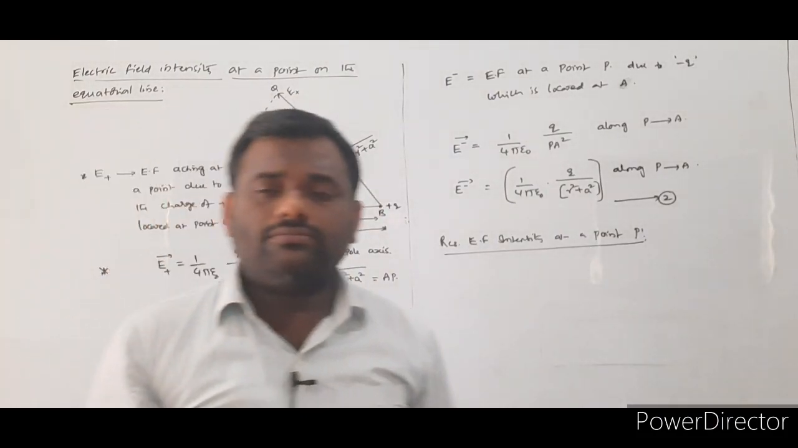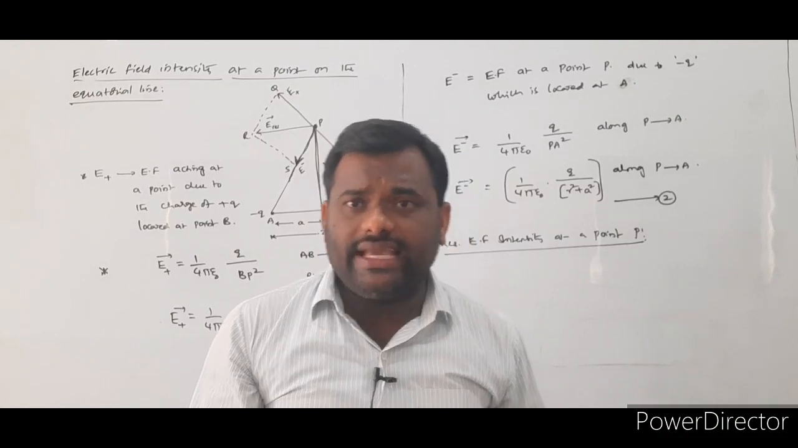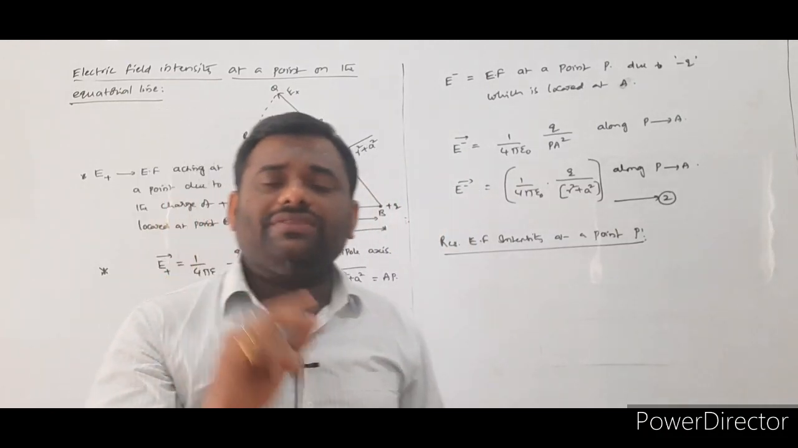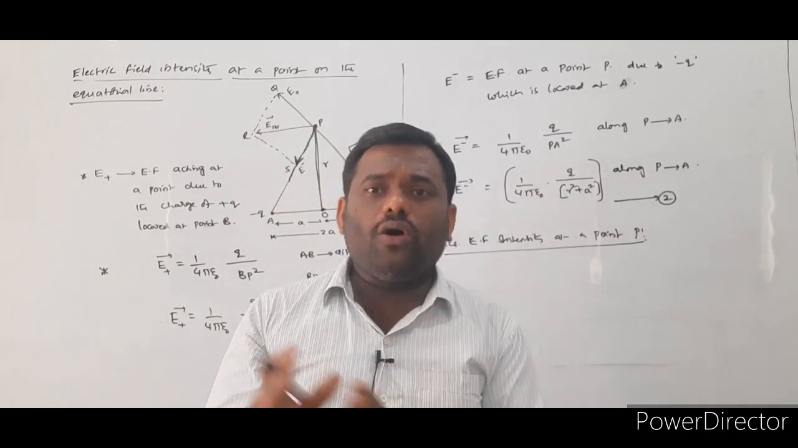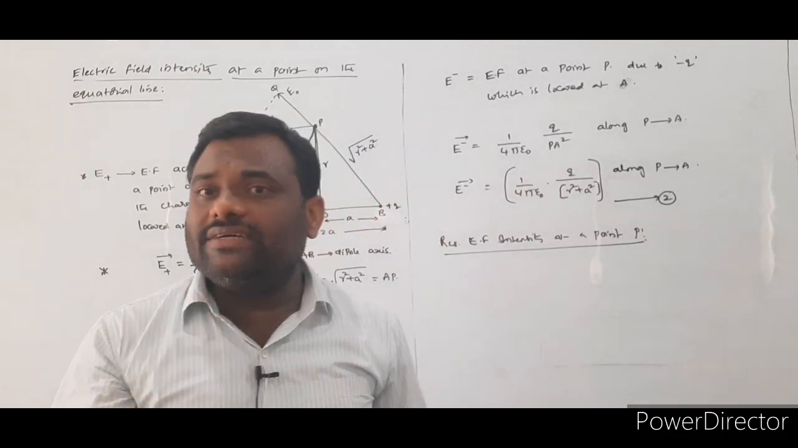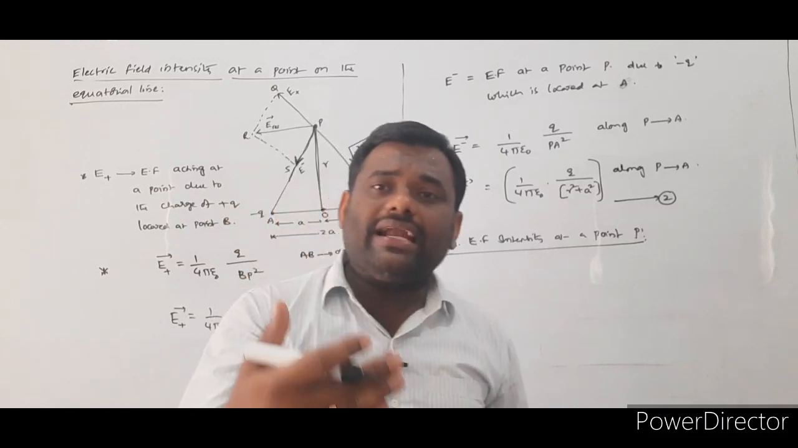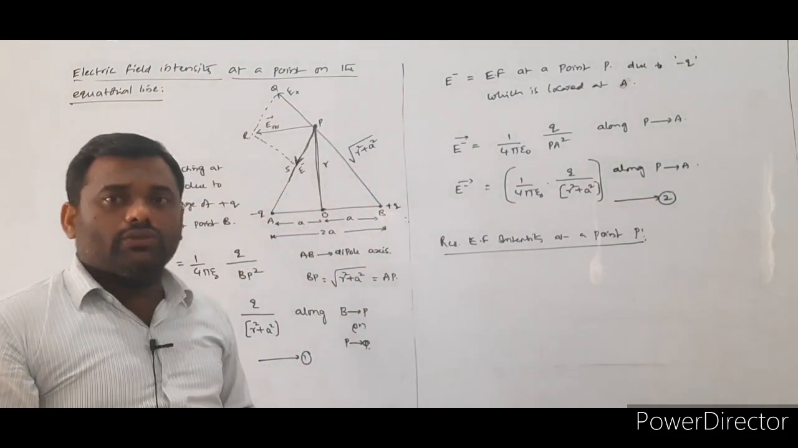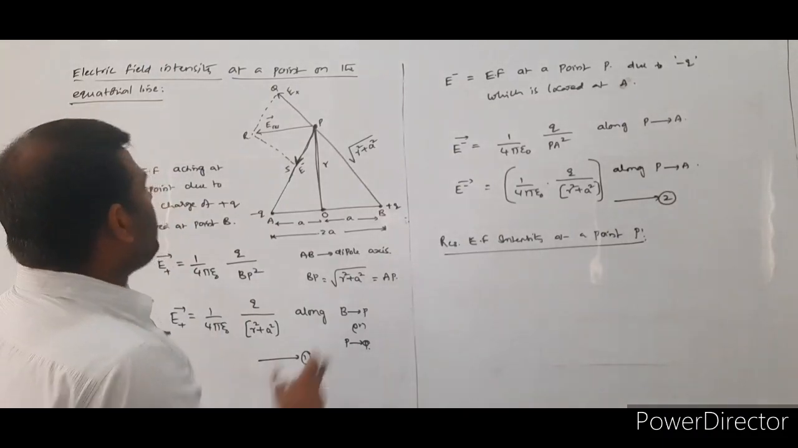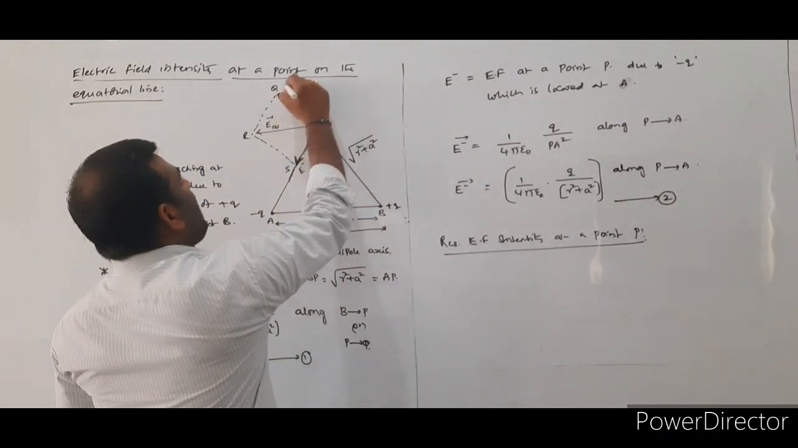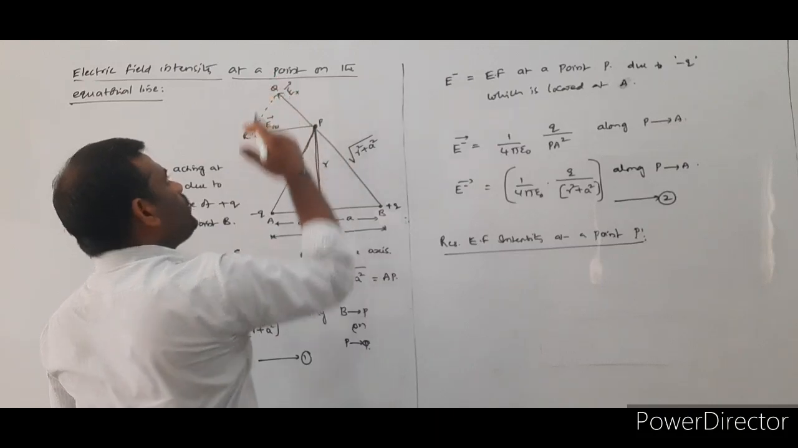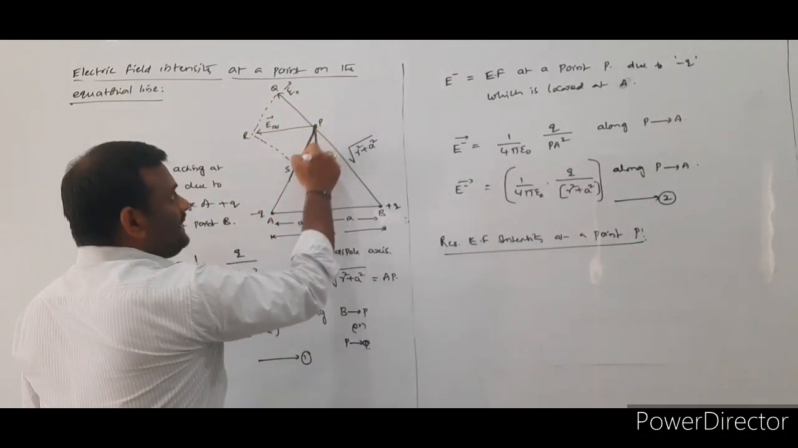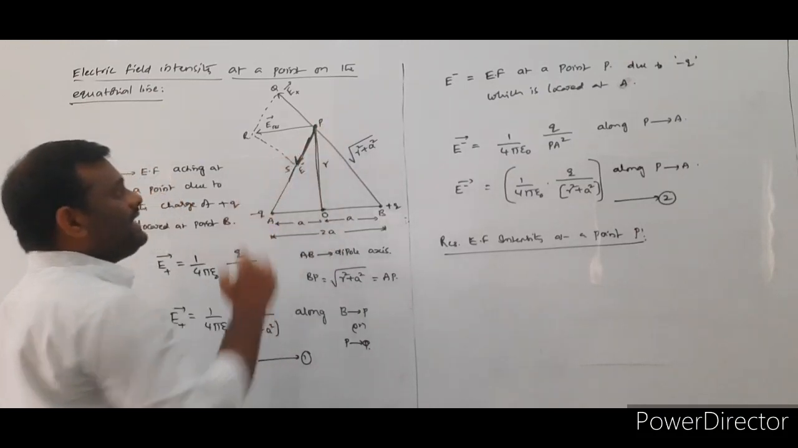There are two methods for calculating the resultant electric field intensity. One method is by drawing the parallelogram, and the other is by applying the similar triangles principle using geometry. First we will discuss the vector notation. See here, E plus bar will be acting along P to Q, and E minus bar will be acting along P to S.